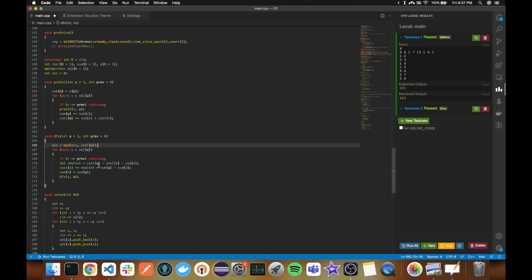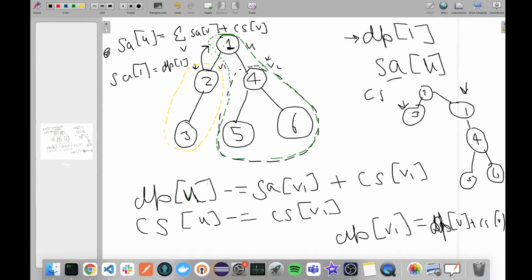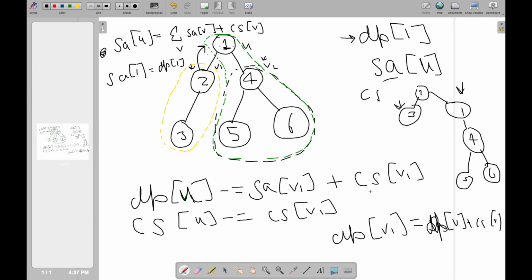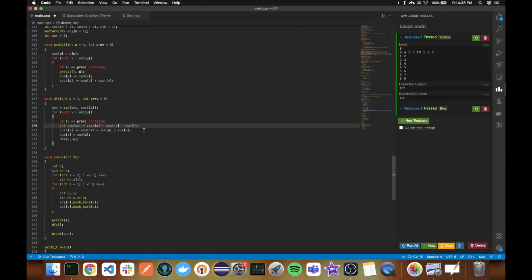Since cost 1 is already calculated, we will first of all update it from the parent side only. So now we are doing the same thing. New cost represents the new cost for the vertex u when the subtree is rooted at v instead of u. So as you can see, we subtract cost v and sum v.